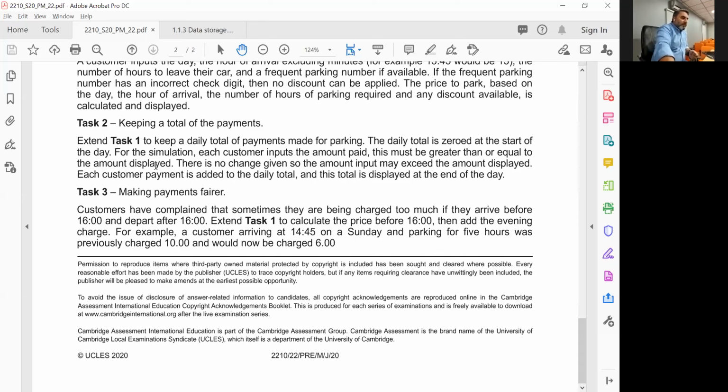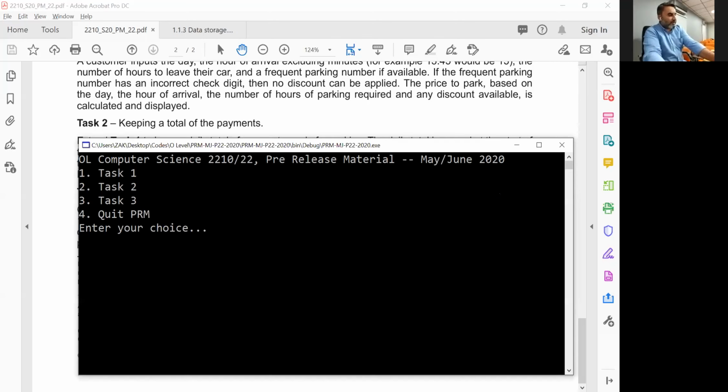If the payment is lesser than that, then there would be a validation check which will not let it through. And if the payment is greater than this shown amount, it will be accepted. There is no change given, so the amount input may exceed the amount displayed. Each customer payment is added to the daily total, and this total is displayed at the end of the day. Now let's see how we can simulate that, or how do we achieve it.